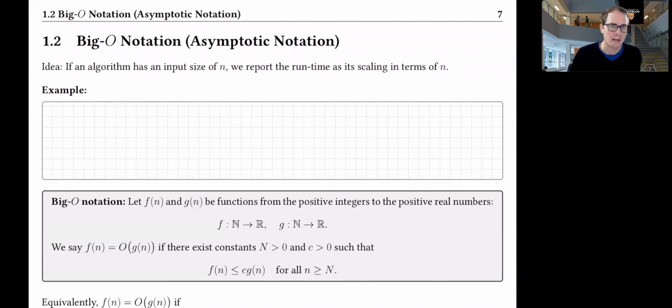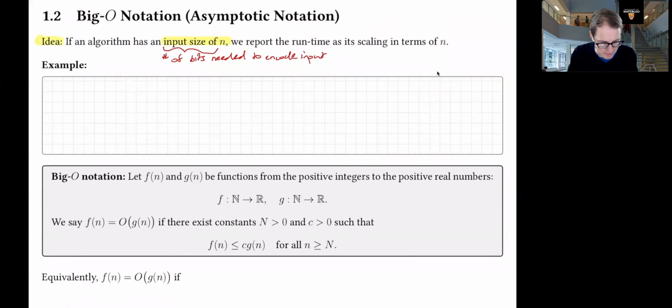Hello. So in this lecture, we're going to talk about big O notation or asymptotic notation, which is an alternative to trying to accurately compute or count the number of computer steps. The idea here is that if an algorithm has an input of size n, and we'll talk a little bit more about input sizes later, but think here about the number of bits needed to encode the input, then we just report the runtime as it's scaling in terms of n.